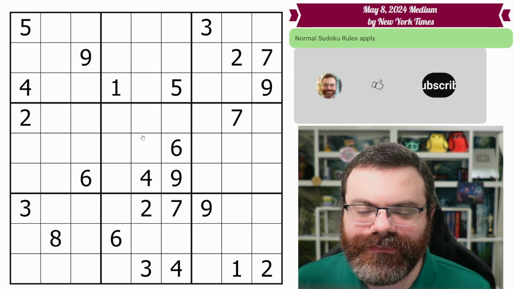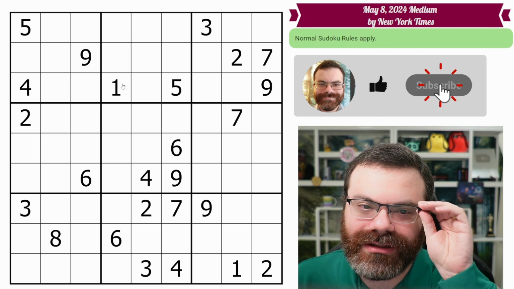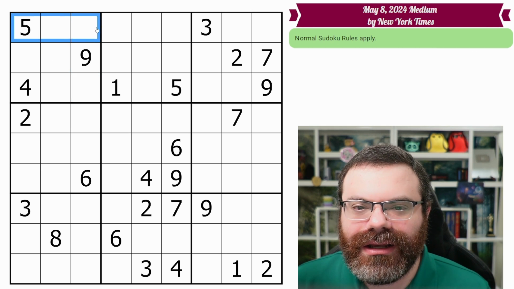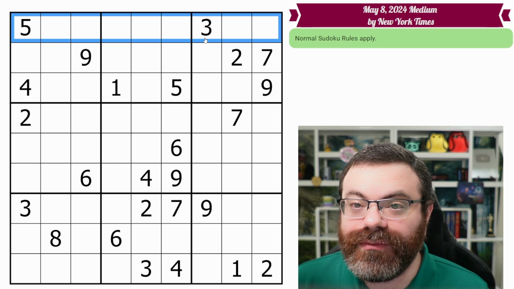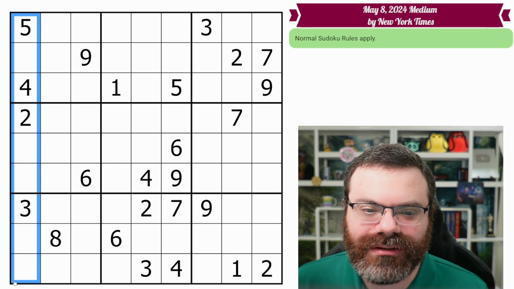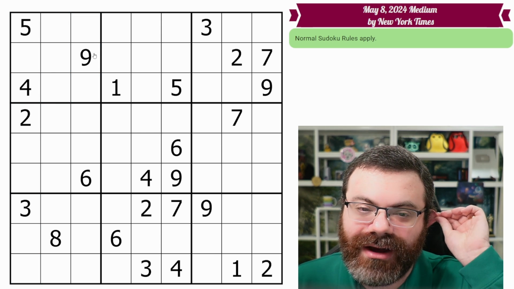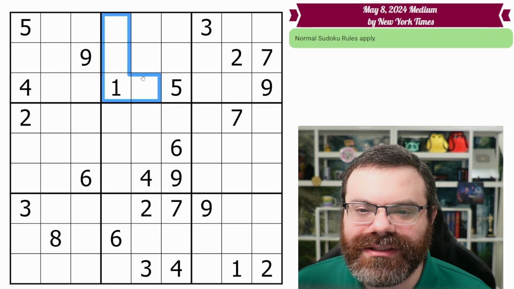So let's go over some terminology first. This is a cell. There are 81 of them in the grid. A row of 9 cells is called a row, and this is a column of 9 cells, so row and column. And then this is a box. Now the boxes are only the bold outlined ones. So there are 9 boxes in the grid as well.